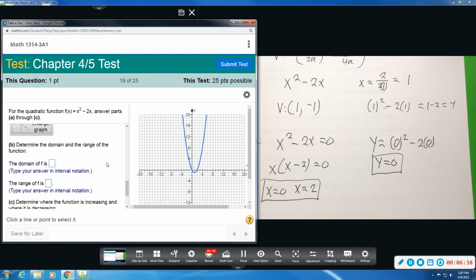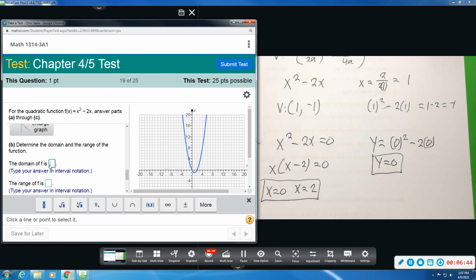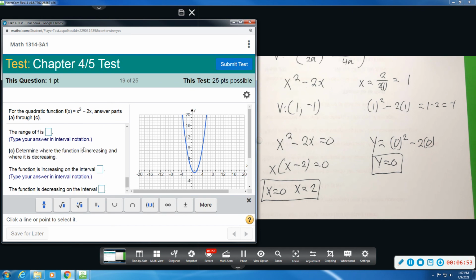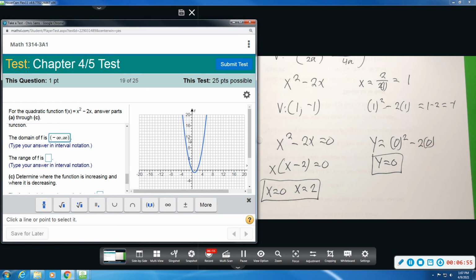All right, the domain is all real. We don't have any fractions, square roots, or logarithms. So we're going to say from negative infinity to positive infinity. And then the range, this parabola, the lowest point we hit in the y direction is -1, and we do actually reach -1. So we're going to put that in a bracket, -1. And then it goes all the way up to positive infinity.